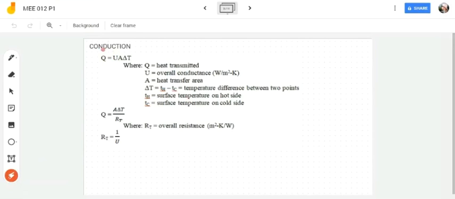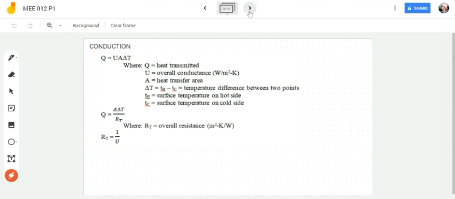Okay, so we can also rewrite this equation. Instead of using the overall conductance, we can solve for the heat transmitted using the overall resistance, where Q is equal to A delta T over R sub T, where R sub T is the overall resistance of your wall or of your conduction. And here we can see that RT is actually the reciprocal of U. So the overall resistance is equal to the reciprocal of the overall conductance. So this is the common, basic formula that is used in heat transfer.